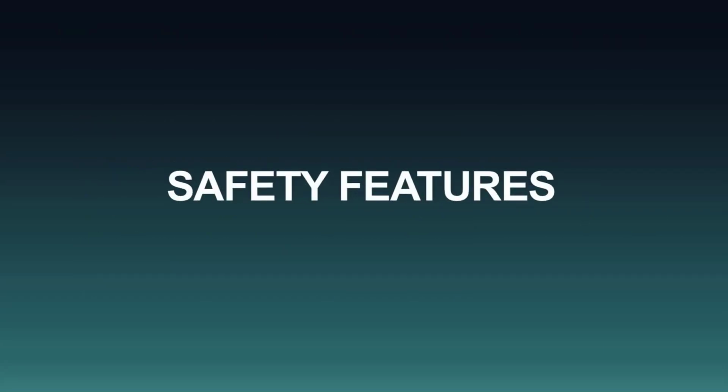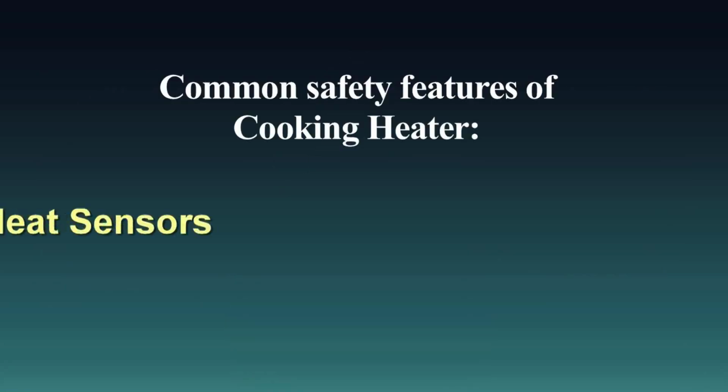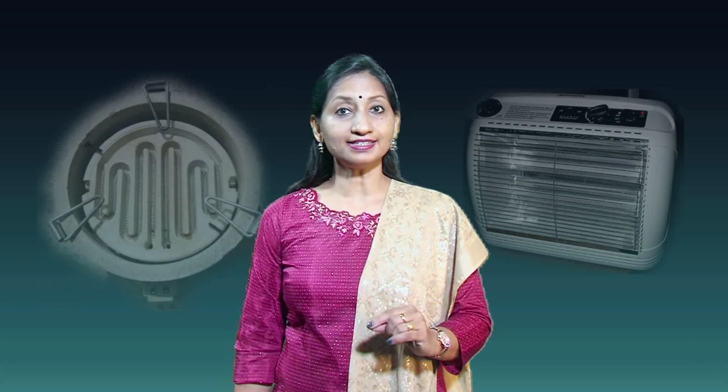Safety features. Similar to the room heater, electric cooking heaters incorporate several safety features to prevent accidents and enhance user safety. These features may include heat sensors. Heat sensors detect excessive heat and automatically shut off the heating element if it reaches a dangerous temperature, preventing overheating and potential damage. Child lock. A child lock feature allows the user to lock the control panel, preventing accidental activation or adjustment by children.